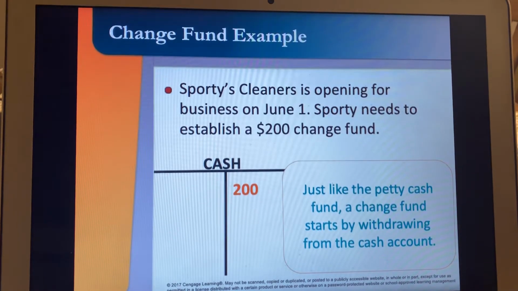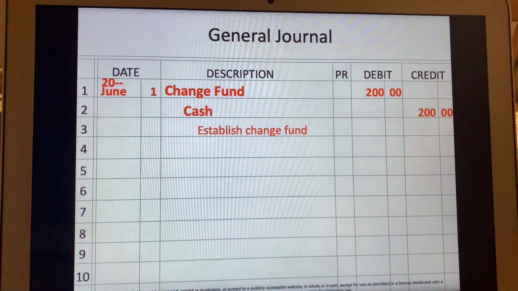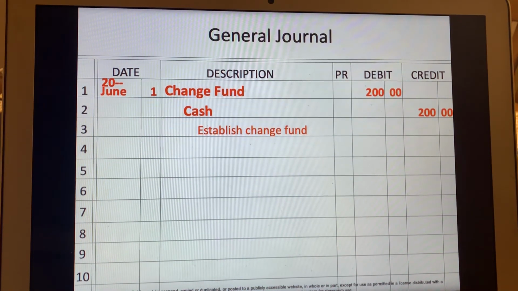Shorty's Cleaners is opening for business on June 1. Shorty needs to establish a $200 change fund, so he takes it out of cash and puts it into the change fund. So credit cash, debit change fund. This is the journal entry: change fund, debit $200, cash, credit $200. Established change fund is the note.